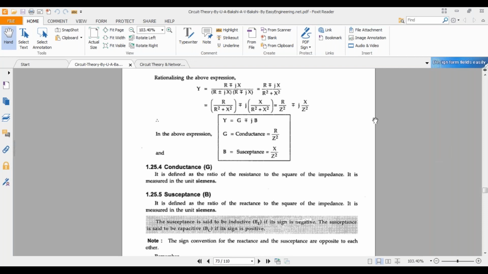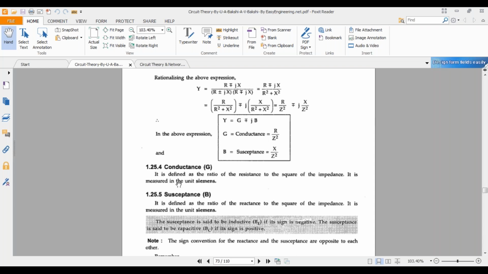We'll continue. Now, we'll talk about some of the definitions. Resistance, as we know, is the opposition offered to the flow of electric current. Reactance, as you have seen, for a capacitor and an inductor, that is XC and XL, are called the reactances offered by the capacitance and inductance for the flow of AC current.